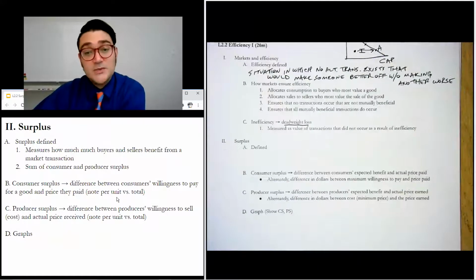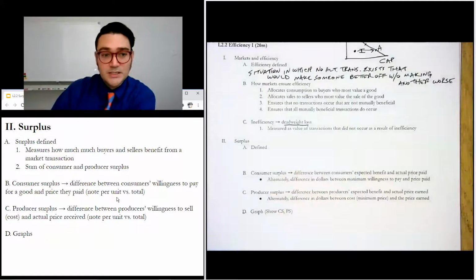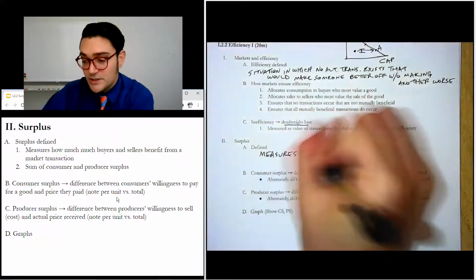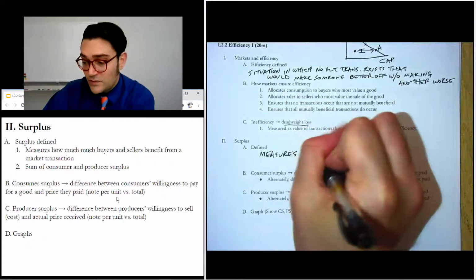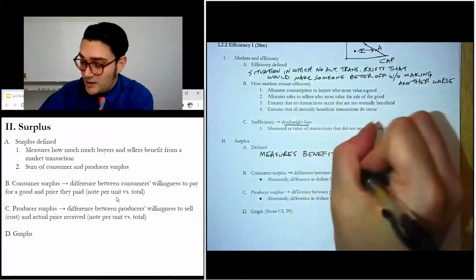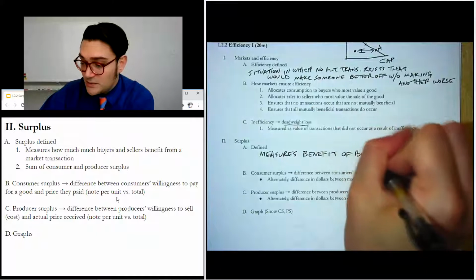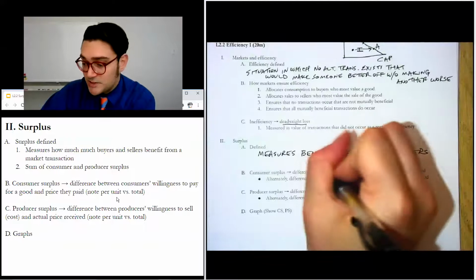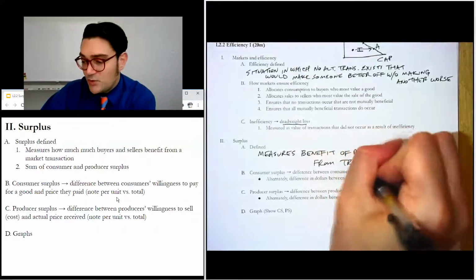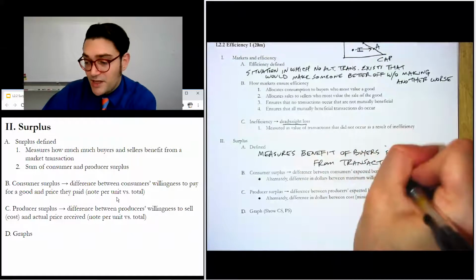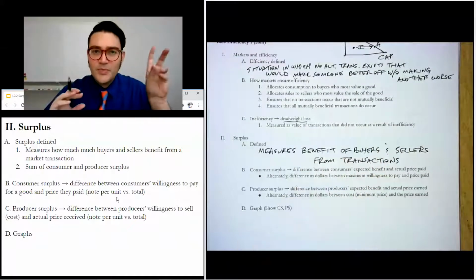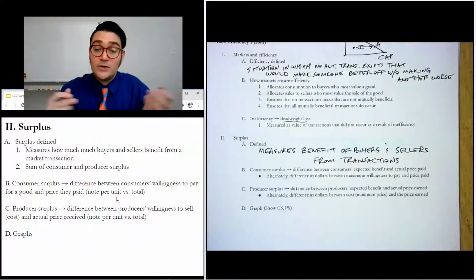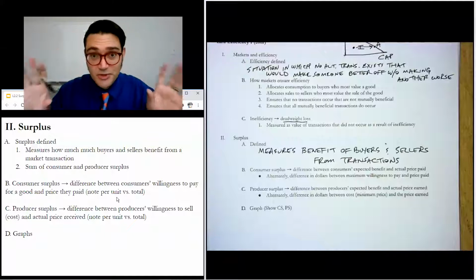Now, surplus is a related concept that allows us to think about deadweight loss in a little easier way. This is the measurement. It measures the benefit of buyers and sellers from transactions. So this is a way of saying, well, how much enjoyment and use and benefit did you get from the transaction? And if we add up the benefit of the buyer and we add up the benefit that the producer got, and we add them together, we get what's called total surplus. I know, I'm careful now, that's pretty complicated stuff.